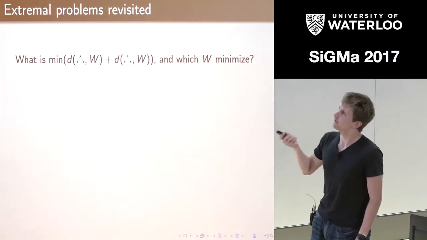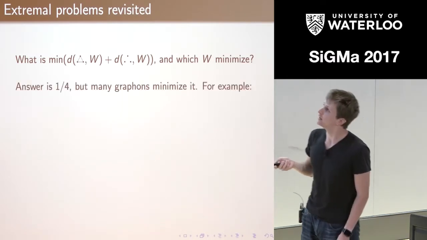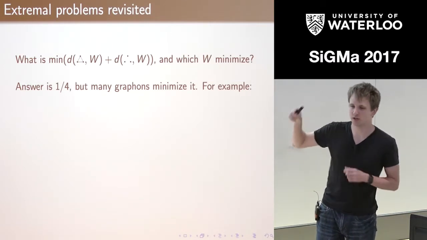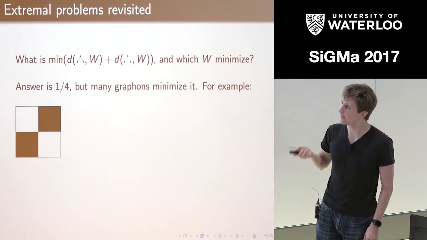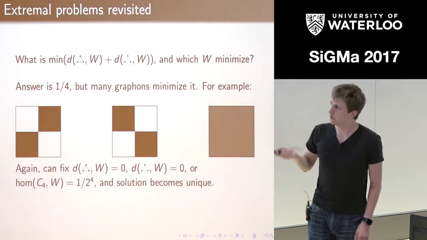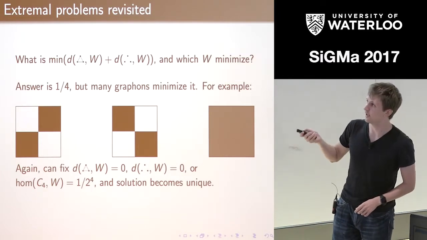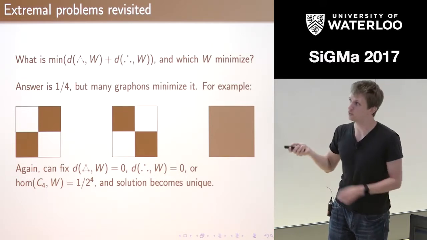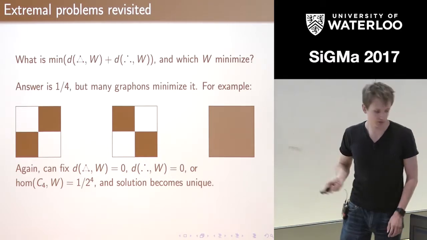Finally, for this problem, what is the minimum of the triangle plus empty triple count in a graphon? The answer is 1/4, but many graphons minimize it. Any graphon where each row integral is 1/2 will minimize this problem. So you could have any of these graphons minimizing it, but you can again add a condition and then make it unique. If you add that the triangle density is 0, you get the first one; if the empty triangle density is 0, you get the second one; or, for example, you can fix the homomorphism C4 count and you get this third one.